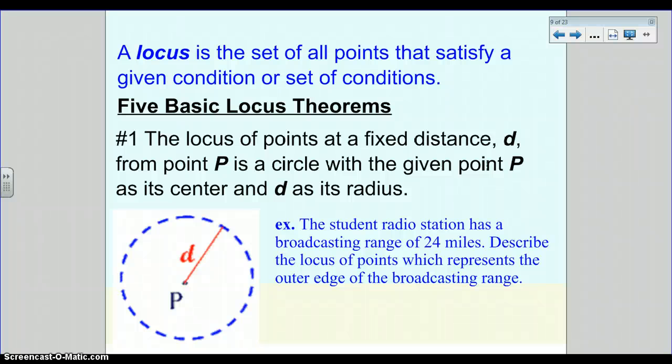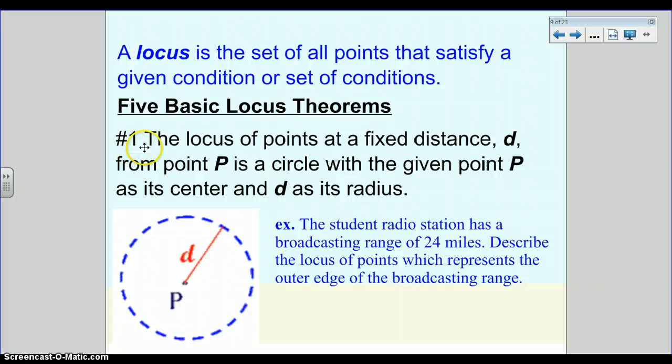The last section that we're going to talk about with circles is on locus. Now, locus is the set of all points that satisfy a given condition or set of conditions. We're going to talk about 5 basic locus theorems and possibly combine a few of them together. Copy them down for now.